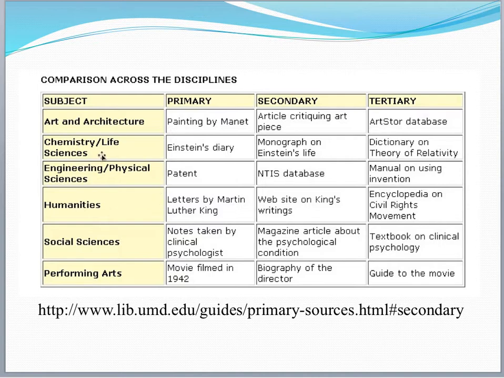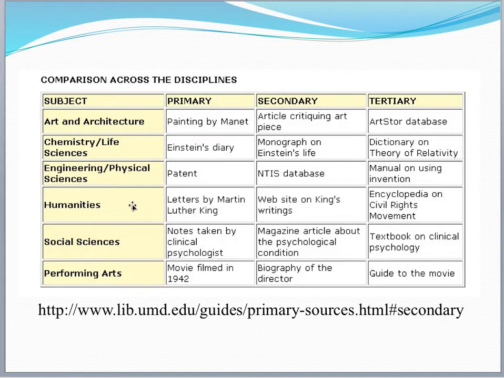In terms of chemistry and life science, for example, a primary source would be Einstein's diary. A secondary source would be a monograph on Einstein's life. And a tertiary source is a dictionary on the theory of relativity. Okay? In engineering, physical science, a primary source is a patent. A secondary source is a database. A tertiary source is a manual on using the invention.